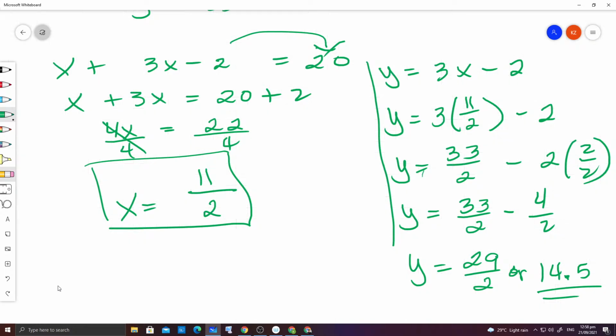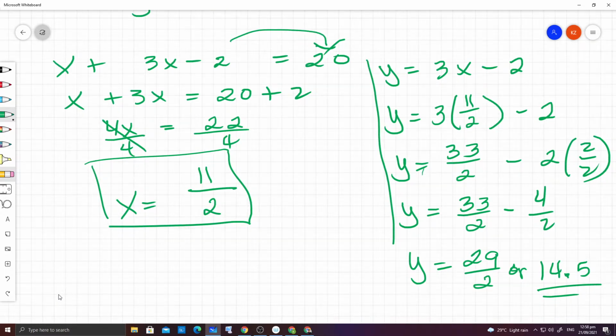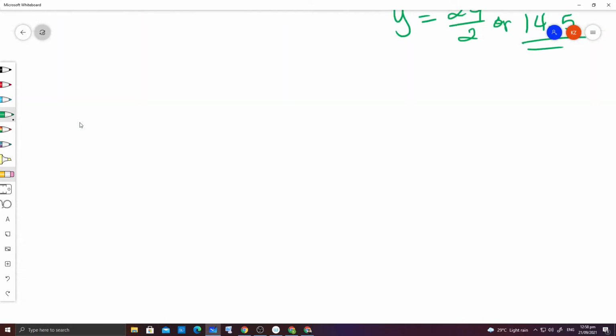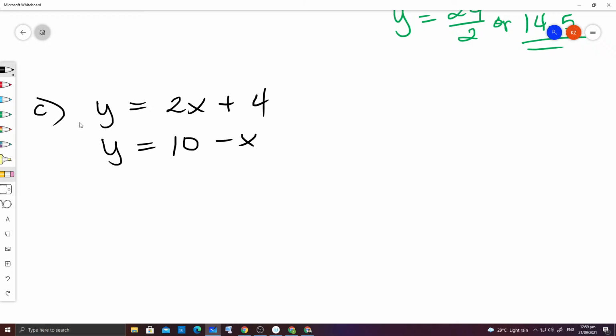Okay, next one. Let us see, so we have y equals 2x plus 4, sorry, and then y equals 10 minus x. Just like question letter A, we can decide either this one or equation 1 or equation 2 to rearrange. So let's arrange number 1.